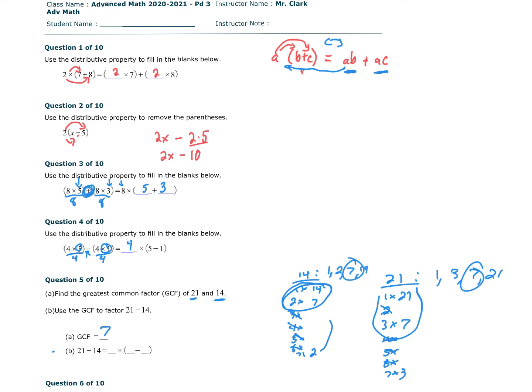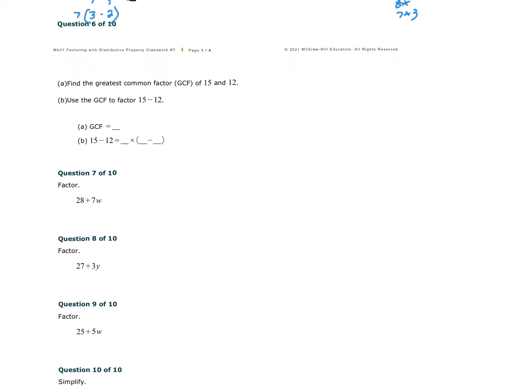Okay, so now part B, I'm going to divide both of these by 7. So we'll put the 7 on the outside. Then we've got to see what we're left with. 21 divided by 7 is 3. 14 divided by 7 is 2. So since we factored the 7 to the outside, we have 7 times 3 minus 2. That's just the distributive property. The other day we started with this side and we got to that side. Now we're just doing it the other way. This will be very important when we get to algebra.